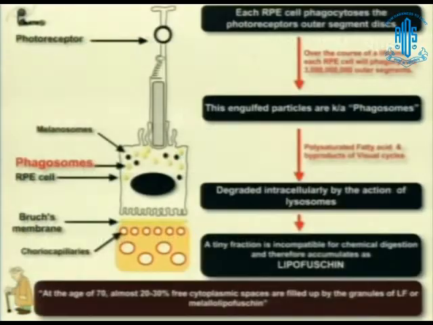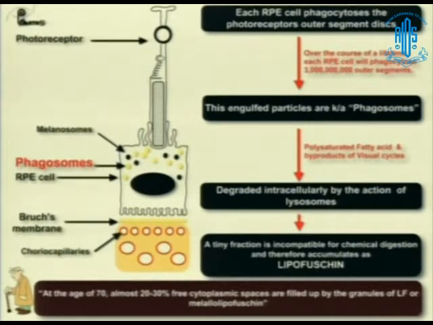So this is the basic of this newer investigation called autofluorescence. For this I'll just take a minute. See what happens normally: each RPE cell normally phagocytoses the photoreceptor outer segment discs. These discs are engulfed in the RPE cells, and these are known as phagosomes. Now these phagosomes are degraded intracellularly by the action of lysosomes. After that, a teeny fraction of these accumulated products is incapable of chemical digestion and accumulates as lipofuscin.